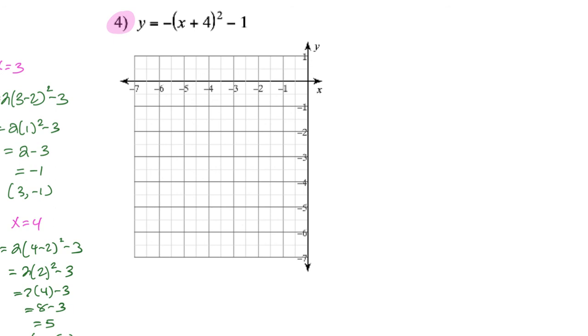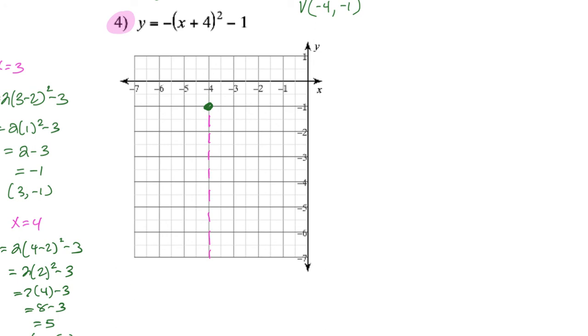Okay, so the last one, again, let's start by identifying the vertex. In this case, it's plus 4, so that means that I got negative 4, and then I got negative 1. So (-4, -1) is this one. Again, my a value in this case is -1, right? So a equals -1 is that number that I'm multiplying in front of the parentheses. So that means that my graph is going to open down. So it's going to open down right here.